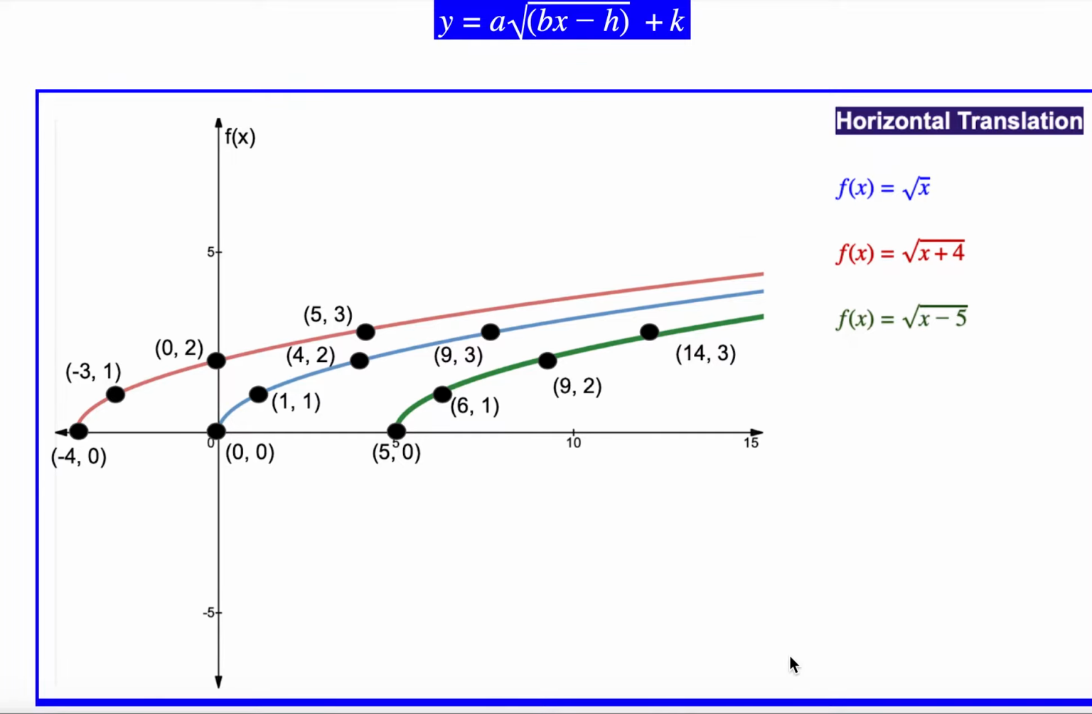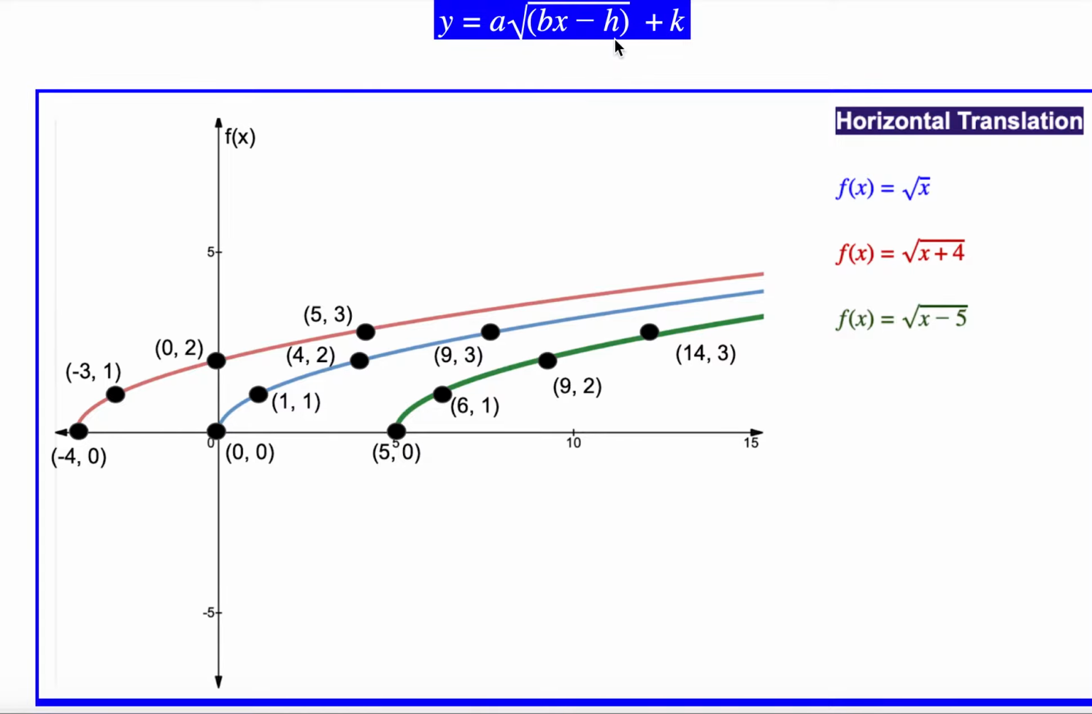So this is part 2 of the video on horizontal translation. Before, we did the vertical translation in the previous video. In this one we're doing a horizontal translation. As we commented a little earlier, the general form of square root functions is y equals a square root of b(x minus h) plus k.